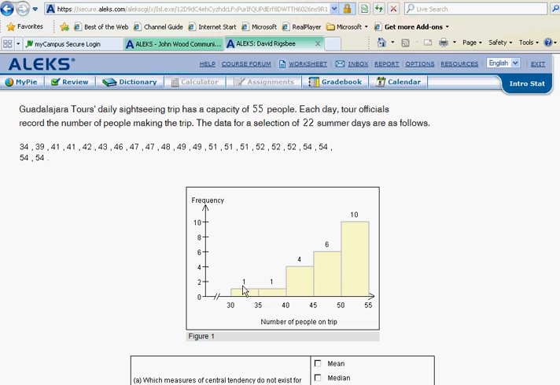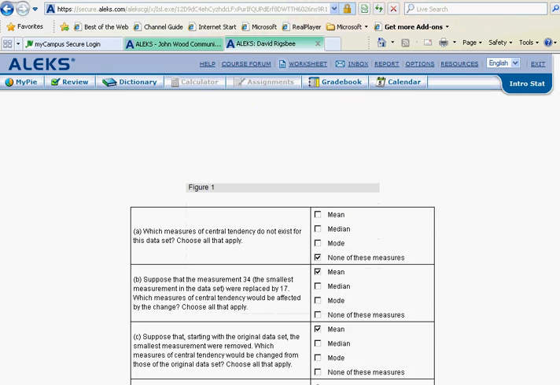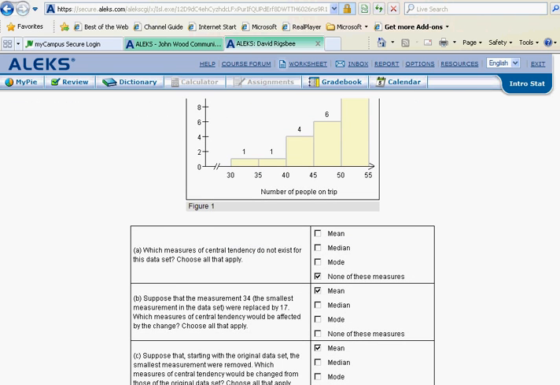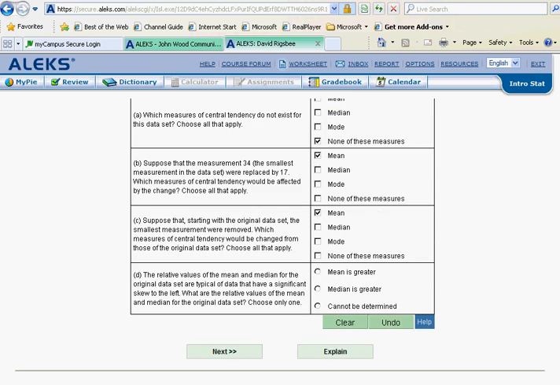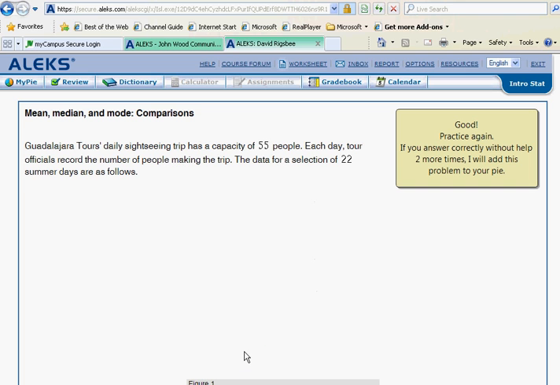So right away we call this situation negative skew, and if that's negative skew, that means that the mean is less than the median. And so let's go down here and answer our question. Mean is less than the median, so that means the median is greater than the mean. So we check the second box and we check it. And once again, this one can be a frustrating one for students. Practice, practice, practice on this one.